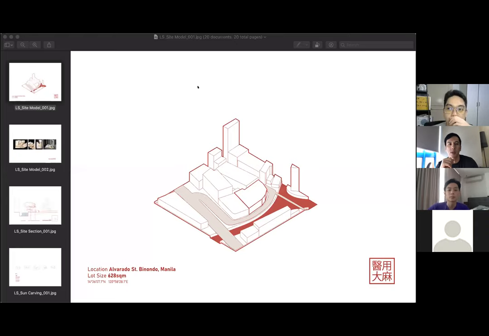Okay, so this is my project site. It's in Binondo. It's around 630 square meters. Can you see my screen? Yeah, we can. Okay.